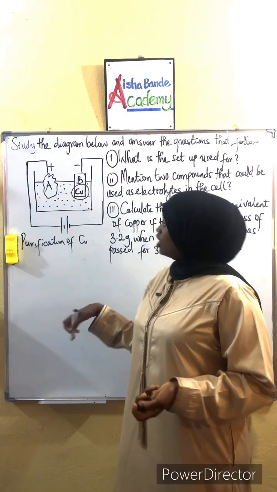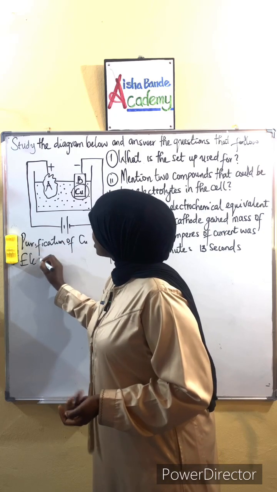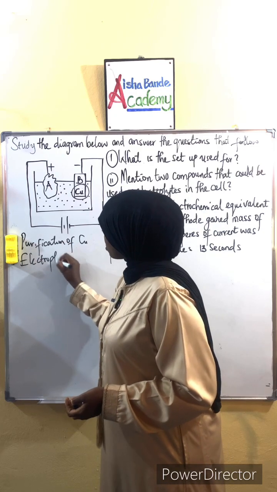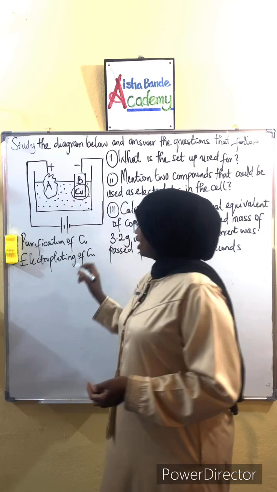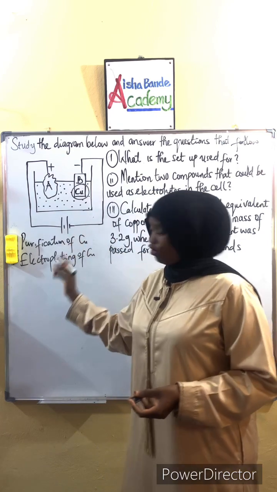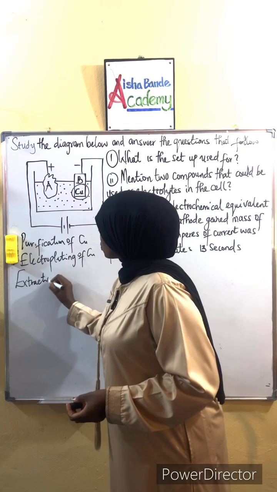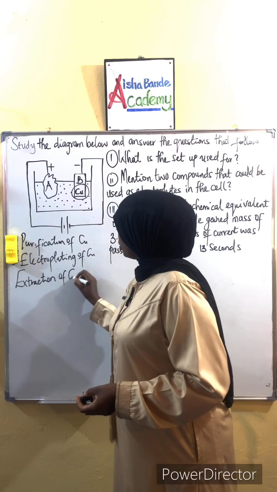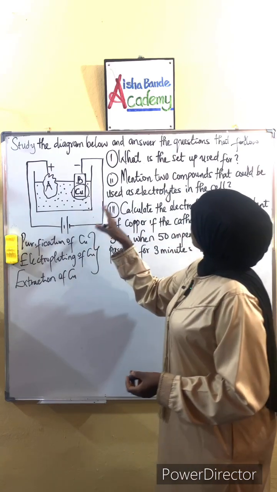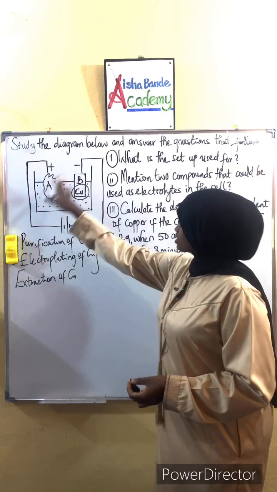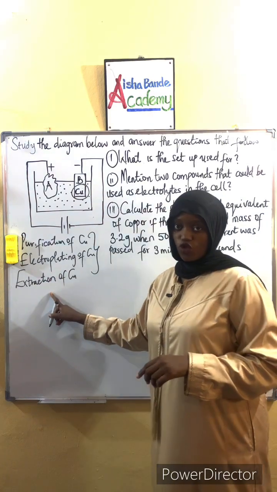Cu is copper, and also we can say this setup is for electroplating of copper. And another answer could be extraction of copper as well. So any of these three answers is correct for the setup used in this diagram. It is either purification, electroplating, or extraction of copper.